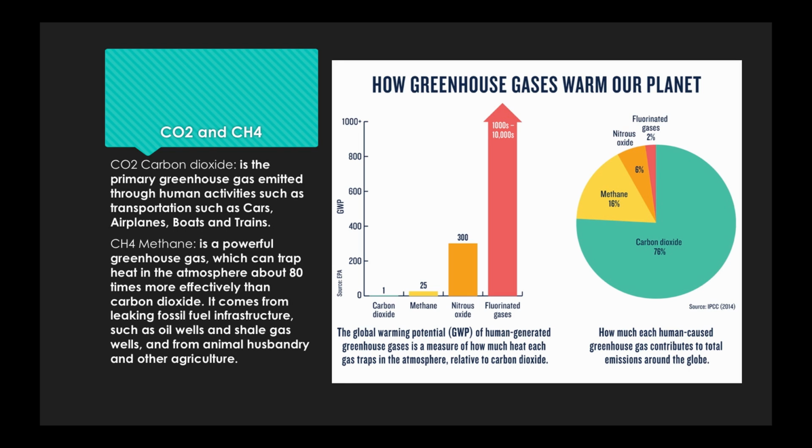It comes from leaking fossil fuel infrastructure, such as oil wells and shale gas wells, and from animal husbandry and other agriculture. So this accounts for 16% of our greenhouse gases. And the main culprit that you'll probably hear about is farming, such as raising cattle, cows, and sheep. And one of the things that can combat this is changing our diets, eating less beef. So let's go to our next slide.